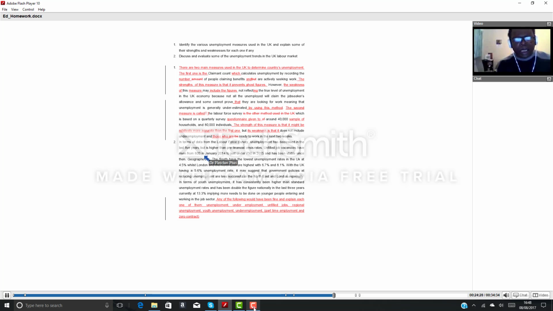Now, the second question says discuss and evaluate some of the unemployment trends in the UK labor market. There were quite a number of them, but I said just pick three of them and then explain each one of them. So far, you started looking at the data, but what you needed is to start again, saying there are quite a number of unemployment trends in the UK labor market, but in here you are going to discuss three of them, as follows. So you state that this is the first one, this is the second one, this is the third one.